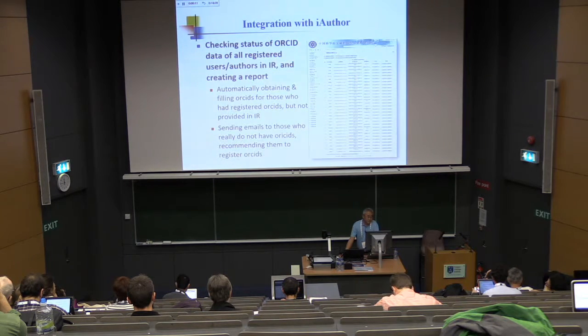This is to check the status of ORCID data of all registered users and authors in the IR, and create a report. During the audit, it will automatically obtain and fill in ORCIDs for those who have registered ORCID but whose ORCID information is not provided in the IR, and send emails to those who really do not have ORCIDs, recommending them to register.